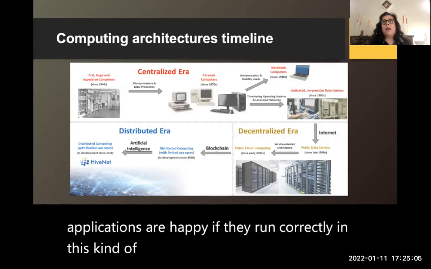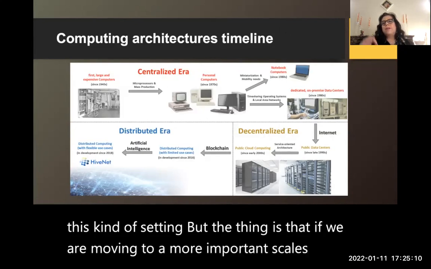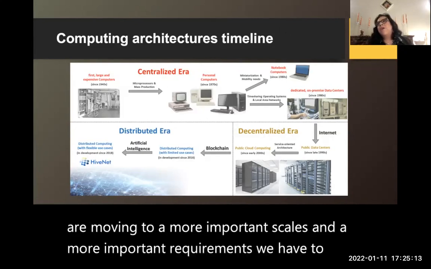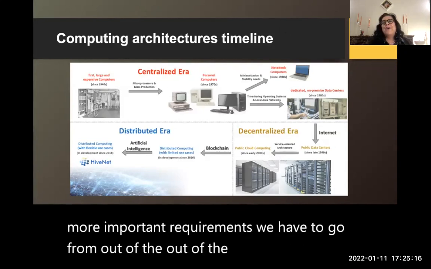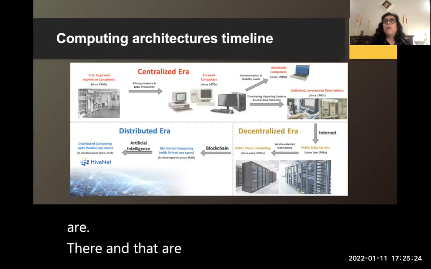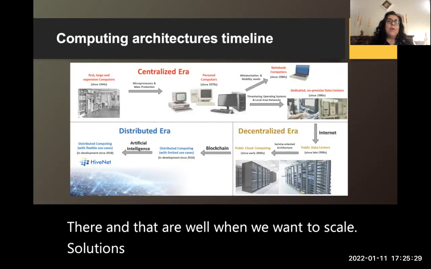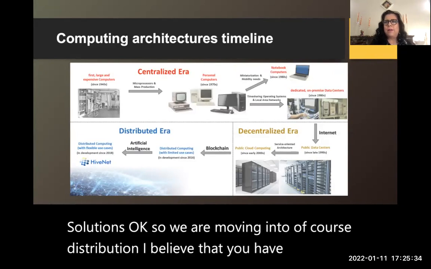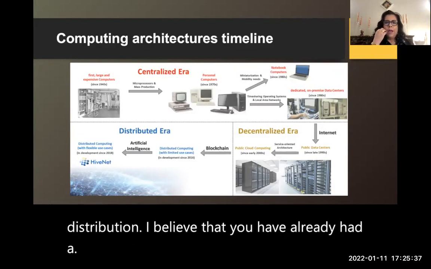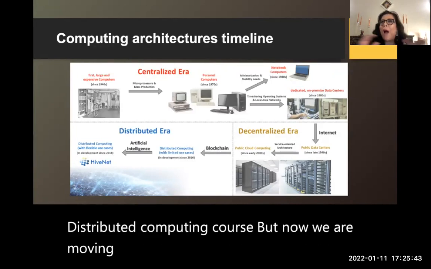But the thing is that if we are moving to more important scales and more important requirements, we have to go out of the box, and then we have to think about other architectures that are there and that are well adapted when we want to scale solutions. Okay, so we are moving into, of course, distribution. I believe that you have already had a distributed computing course, but now we are moving to the wild.